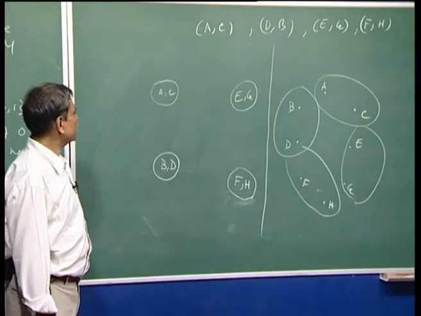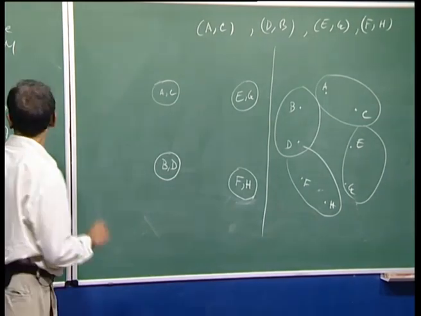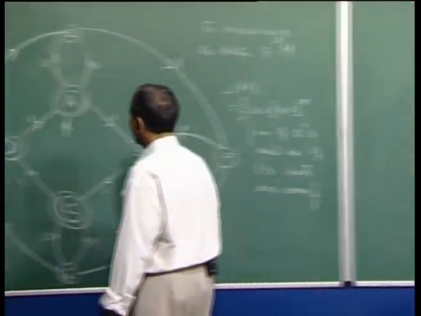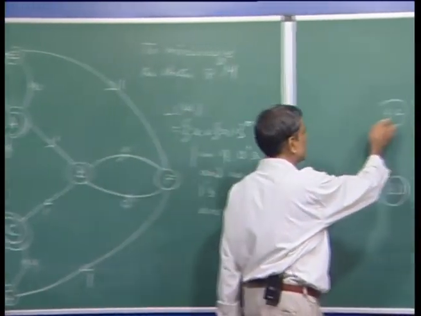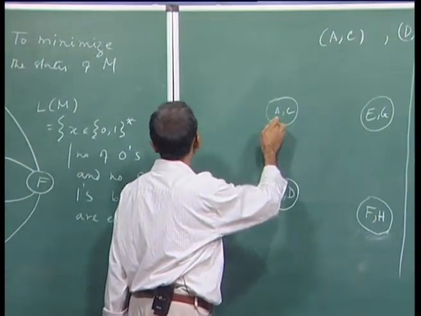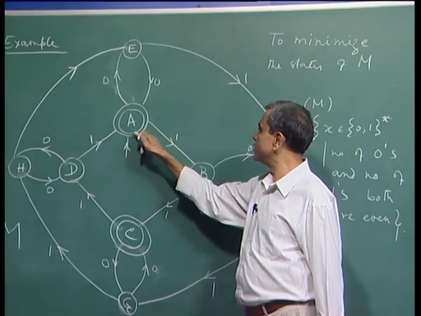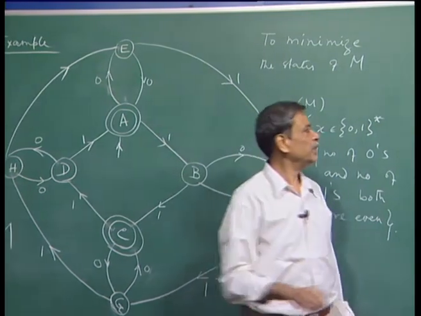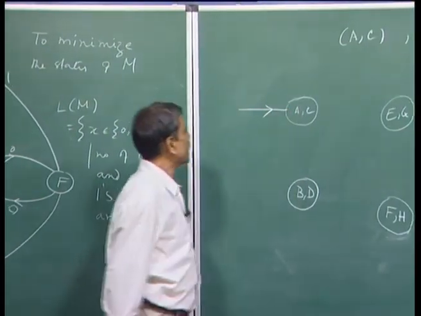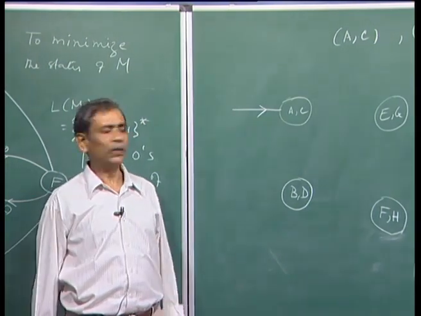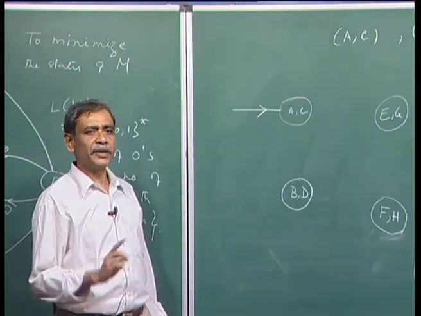So, A and C. Now, what will be the initial state of this new automaton that I am building? Whichever equivalence class in which the initial state of the original machine was there. So, A was the initial state in this original machine. Therefore, this is the initial state of the machine that we are building. And now, we have to fill up the transitions.